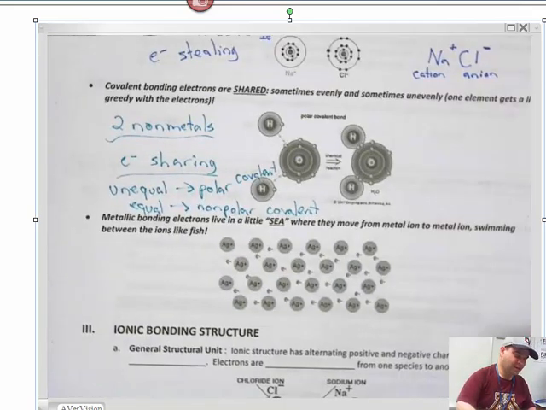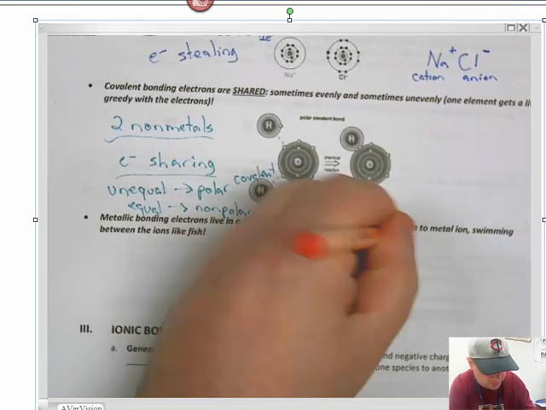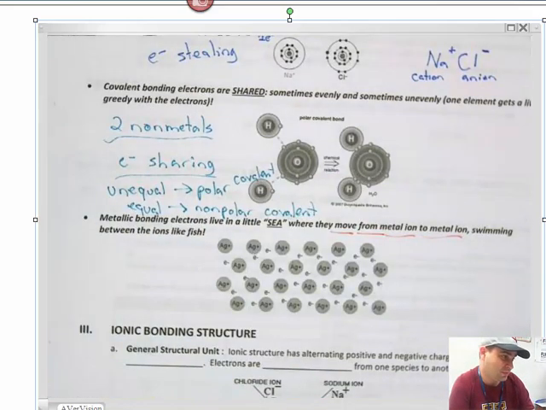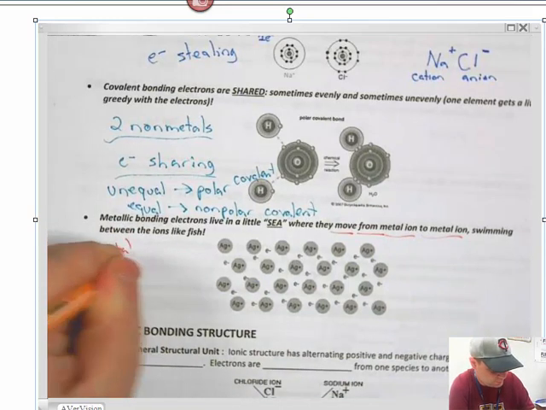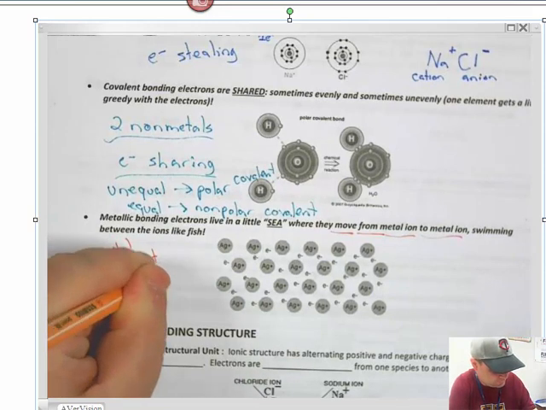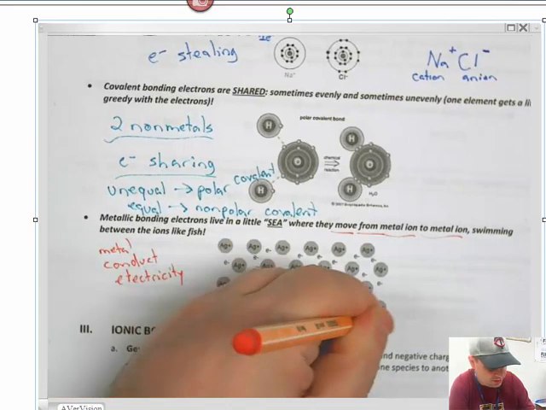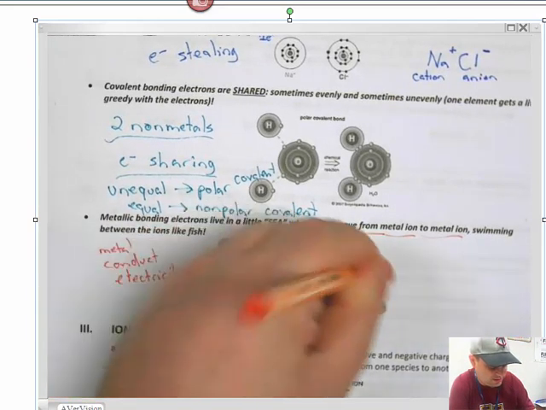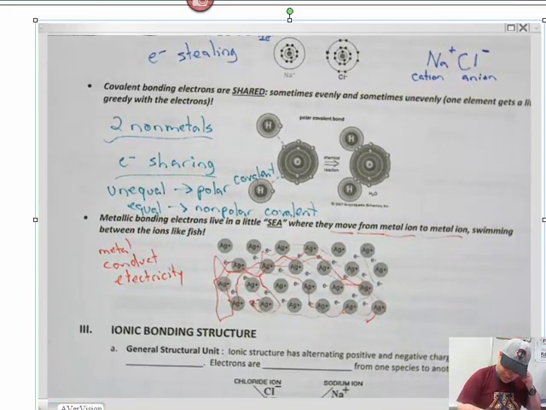Then we have the metallic bond, where there is a sea of electrons, and they move from metal ion to metal ion. This is what allows metals to conduct electricity. Remember, metals conduct electricity because they have these electrons that just move around, float around the sea and flow. Those are the three types of bonds that we're going to go over.